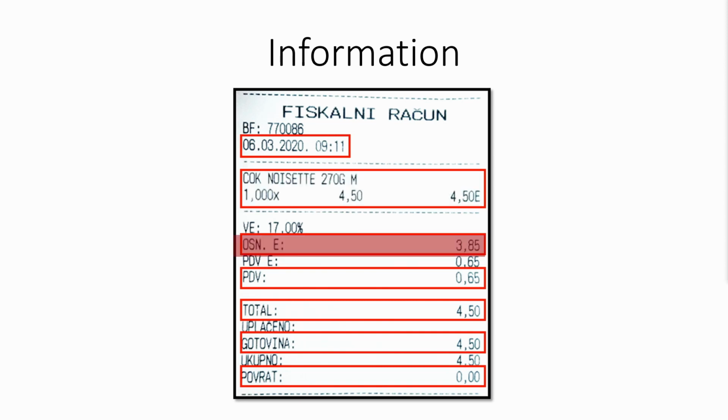We can see that the base price is 3.85, that the tax is 17%, and that the tax comes up to 65 cents of some kind of currency. We can see the total, and if we translate my local language, this here means that it was paid in cash and that it was paid exactly, so we didn't have anything to return to the customer.